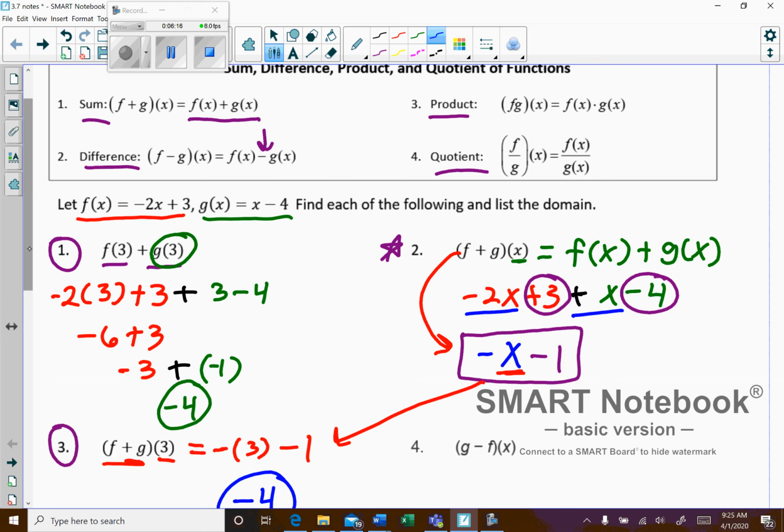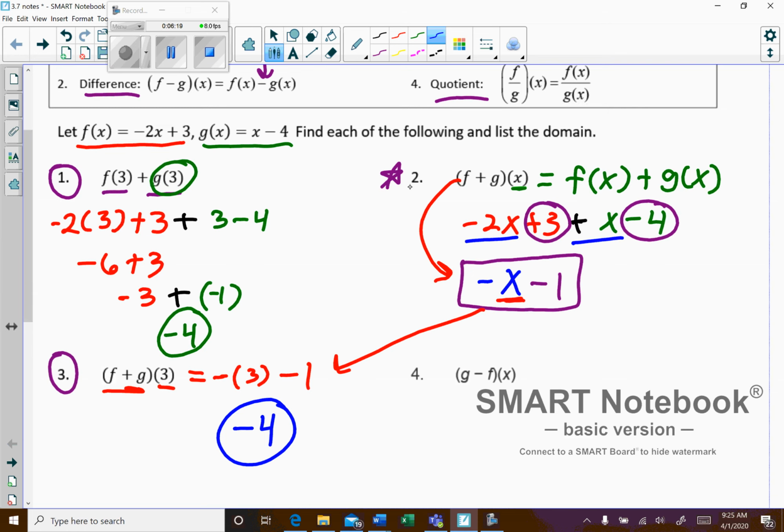As we move forward, basically all the problems are going to be like number 2. We're not going to plug in numbers anymore. We're just going to do the algebra, basically.